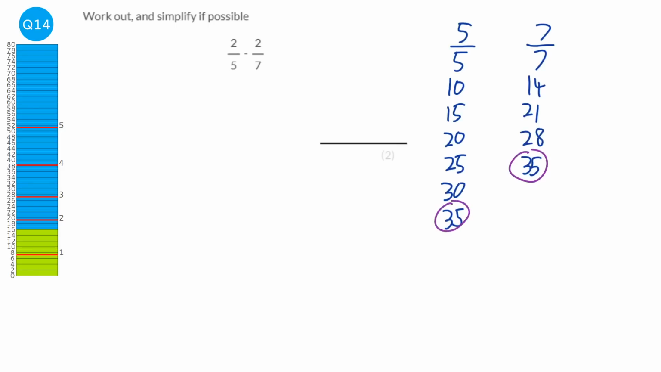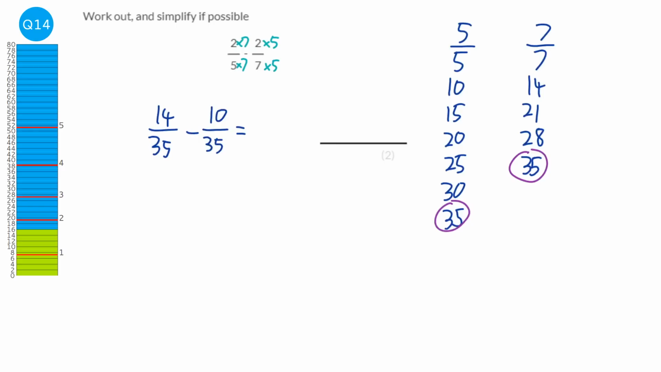So we're going to times top and bottom by something to make the denominator 35. So for this first one, it's going to be 7. So we're going to times top and bottom by 7. For the second one, it's going to be 5. So 2 times 7 is 14, and then the bottom will be 35, the denominator. And then 2 times 5 is 10, and the denominator will be 35.